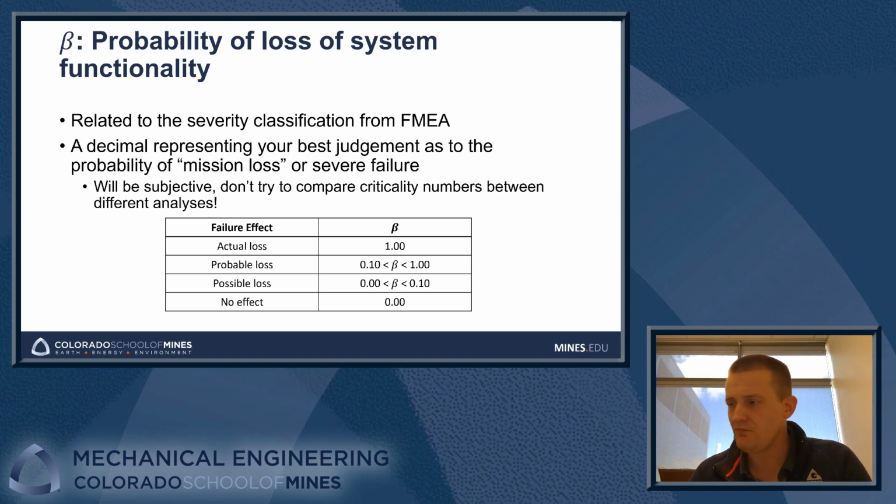Okay, if your failure is somewhat less likely, maybe it's just probable that you get a severe failure out of that, you would generally put beta somewhere between 0.1 and 1, just based off of your best judgment. If it's possible, but maybe not really likely that you would get a failure, then we'd probably say beta is somewhere between 0 and 0.1. And if you definitely know that this is not going to relate to a severe failure of the system, there's not going to be an effect on the functionality of the system overall, then beta is going to be equal to 0, right? Because it's not going to cause a severe failure.